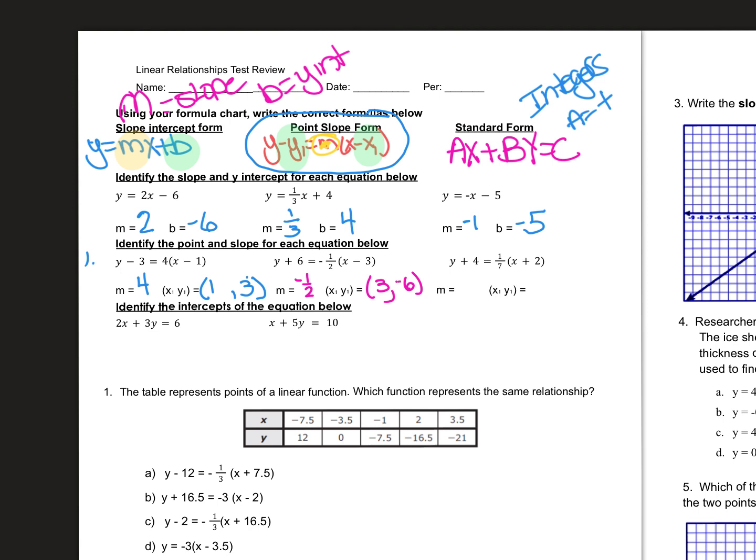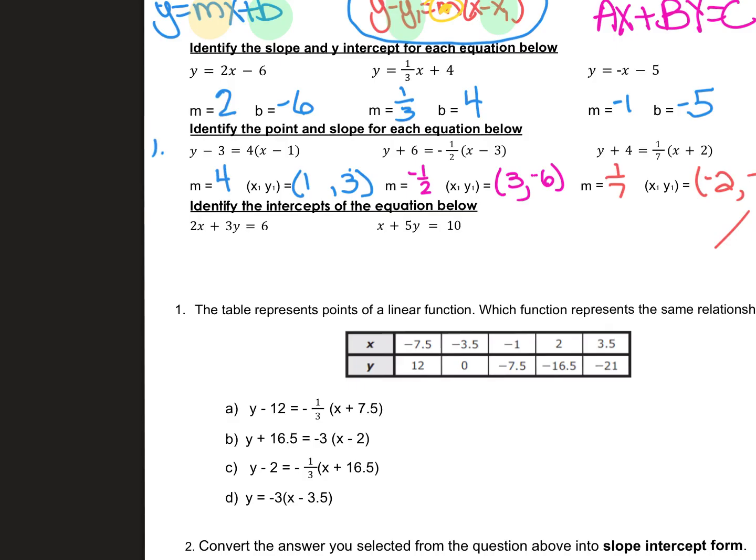Okay. And now our last one, on the outside of our parentheses, we have 1/7. And then I have, for my x, a -2 because I have a +2 in the equation, and a -4.